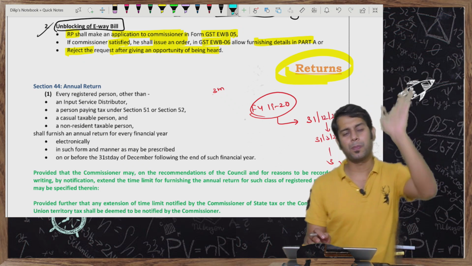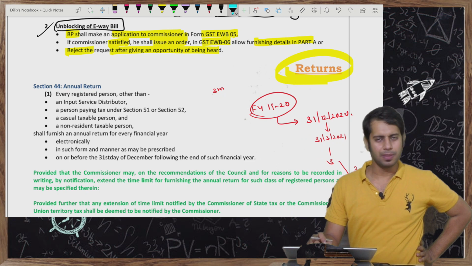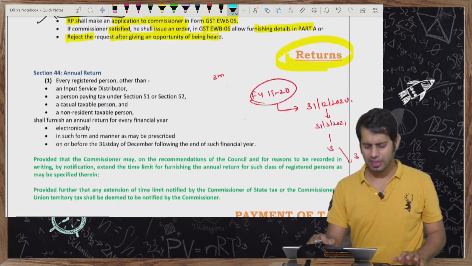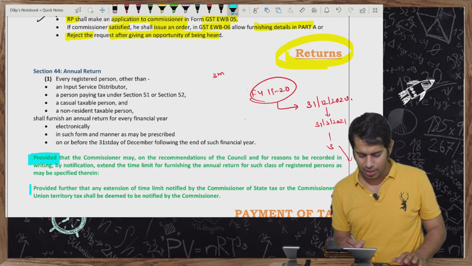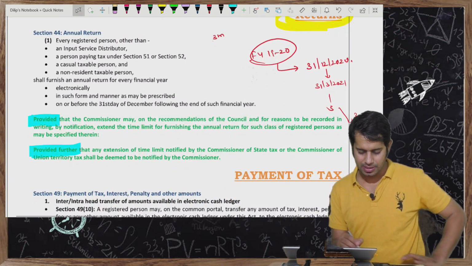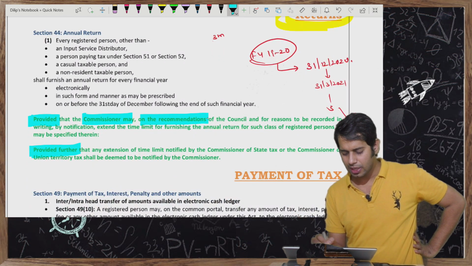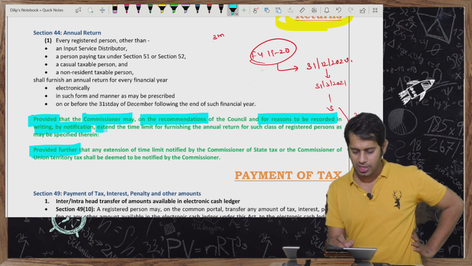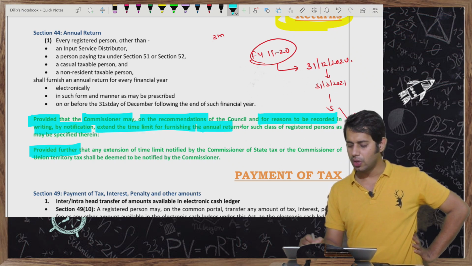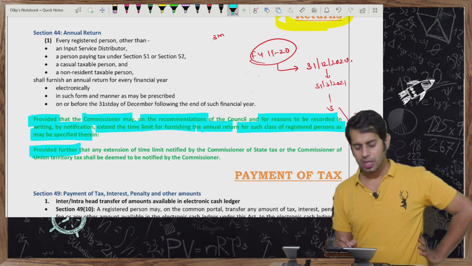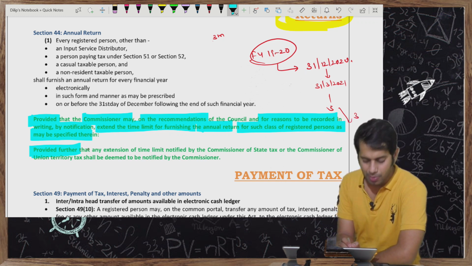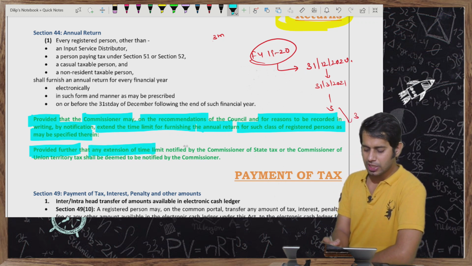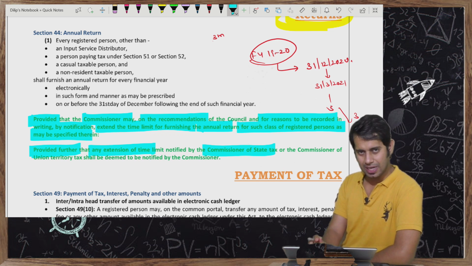So let us give the power to the commissioner himself. Let the commissioner himself extend the notification. So they have issued a proviso for this: provided that a commissioner may, on the recommendation of the council, for the reasons to be recorded in writing, by notification, extend the time limit of furnishing annual return for such class of registered person as may be prescribed, provided further that any such extension in time limit by the commissioner of state.